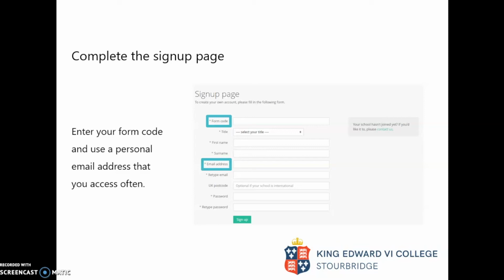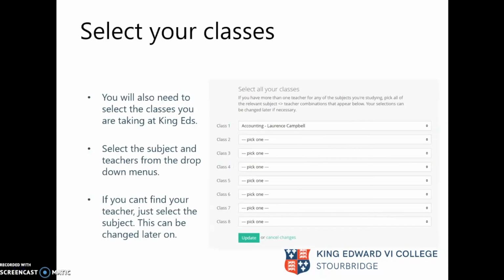You'll also need to put a personal email address in, and this is important because it's the main way you'll contact Unifrog, and it's the main thing you'll use when logging in. So do use an email address that's personal to you that you regularly use and access. You'll also be asked to select your classes. So when this crops up, just use the pull down menu and you can select whichever classes you're taking at King Ed's, each of them has a teacher with them. If you can't see your teacher on there, then just select one of the subjects that you are doing but has a different teacher, and that can be checked and corrected later on.